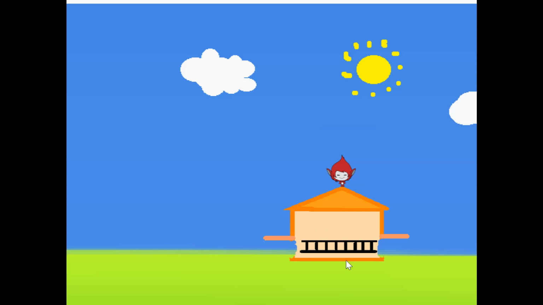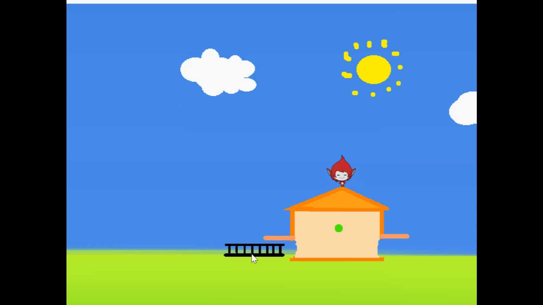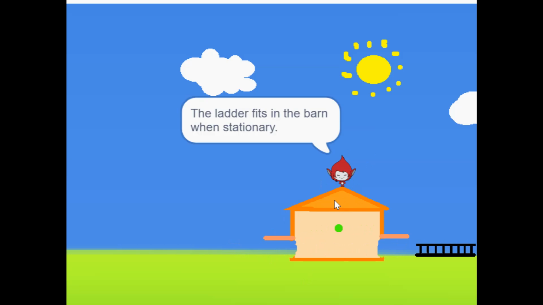Right, so let's see what happens when the ladder tries to go through the barn. So here's the ladder. It's going to be moving towards the barn. Okay, what if the ladder's moving? Now this person wouldn't be able to measure the ladder without adjusting their measuring device. So they measure contracted length. Let's watch that again. They measure contracted length because they have to adjust their measuring device to measure that ladder.